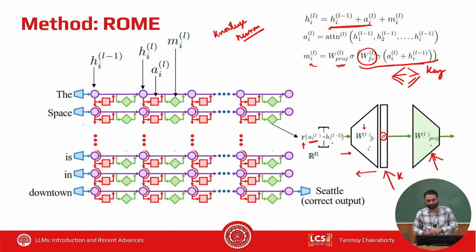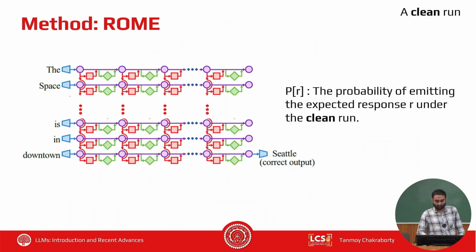Key value association. So again, this knowledge neuron is one of the concepts that they used here to describe their model. All right, so in this architecture, the input is "The space station is blah blah blah, is in downtown dash", and this is an autoregressive decoder model. The last layer's output is important. The last layer's output is Seattle. This is the correct output.